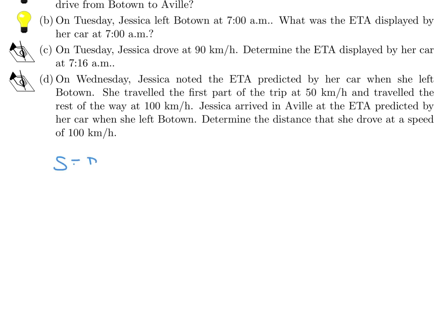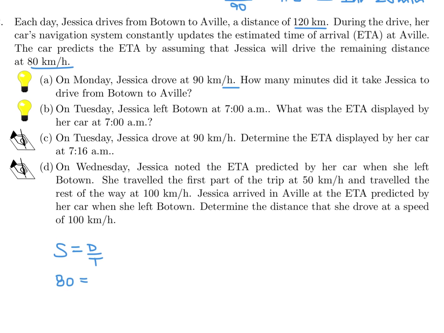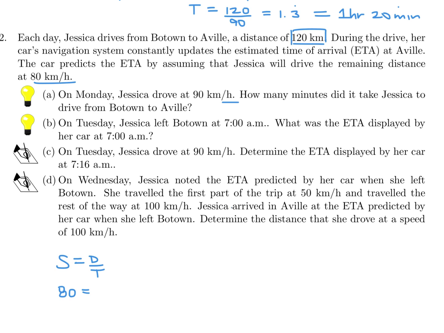Okay, again, speed is equal to distance over time. So in this case, the ETA is calculated, as the question says, for a speed of 80. So we're going to put 80 there. And then the distance is 120, it's given in the question. Okay, so that goes there. And then that t we'll figure out. So t is going to be 1.5, which is 1 hour and 30 minutes. So at 7 a.m., the ETA would basically be 7 a.m. plus this 1 hour and 30 minutes, which is 8:30 a.m. So that's pretty much how you would do part B.